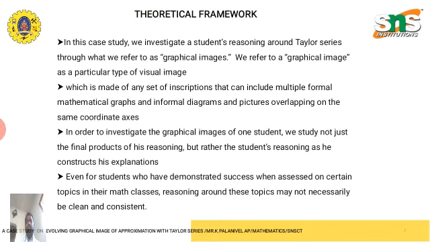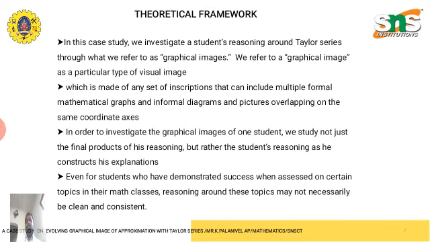Next, theoretical framework. In this case study, we investigate a student's reasoning around Taylor series through what we refer to as graphical images. We refer to a graphical image as a particular type of visual image, which is made of any set of inscriptions that can include multiple formal mathematical graphs and informal diagrams and pictures overlapping on the same coordinate axes. In using the term image, we do not mean to align with other uses of the term in the literature.